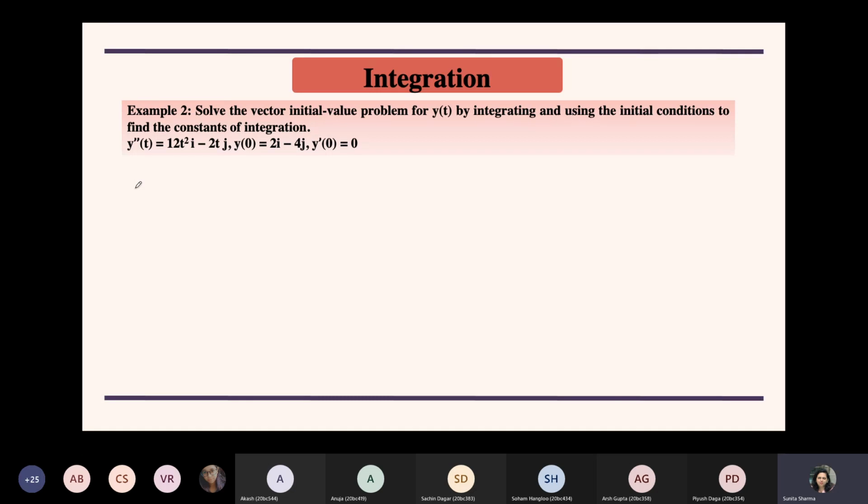Yes, Piyush, what do you want to say? Have you done it? No, ma'am, my hand was raised by mistake. Okay.